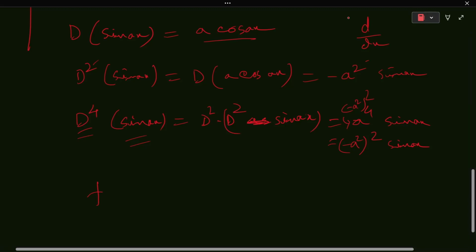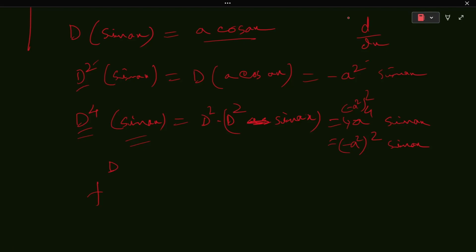I'm going to show you a little thing. If we put d square on sin x, we will have minus a square sin x. If we put d to the power 4, that is d square whole square, on sin x, we will have minus a square whole square sin x. So the sin x part is quite common.